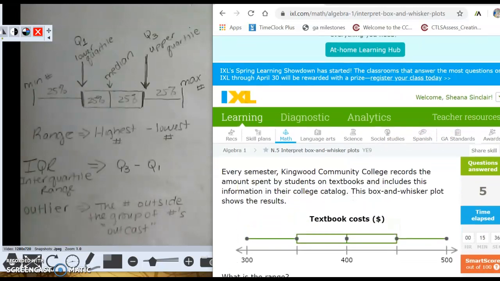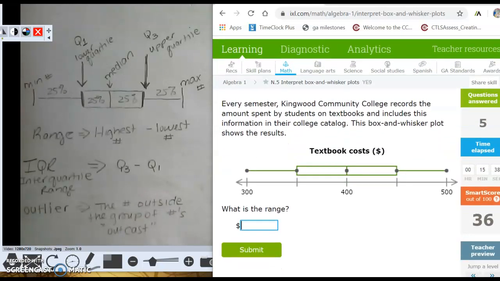Okay, so the next question says, every semester, Kingwood Community College records the amount spent by students on textbooks and includes this information in their college catalog. The box and whisker plot shows the results. So they said, what is the range? Well, again, our cheat sheet tells us that the range is the highest number minus the lowest number.